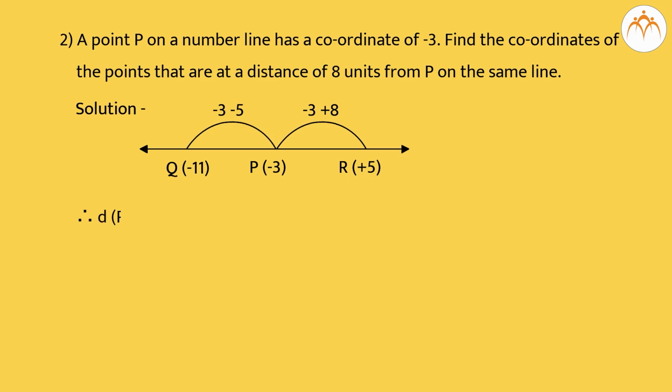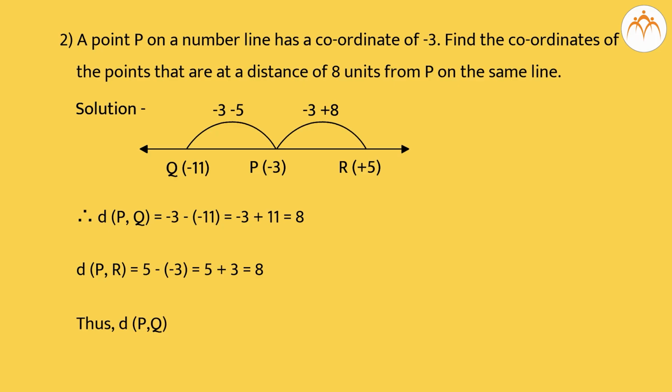Let's verify. Distance of P and Q is equal to |-3 minus -11| is equal to |-3 plus 11| is equal to 8. Distance of P and R is equal to 5 minus -3 is equal to 5 plus 3 is equal to 8. Thus, distance of P and Q is equal to distance of P and R. Excellent, very well.